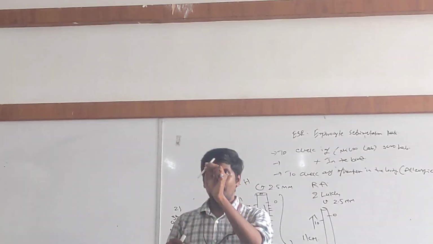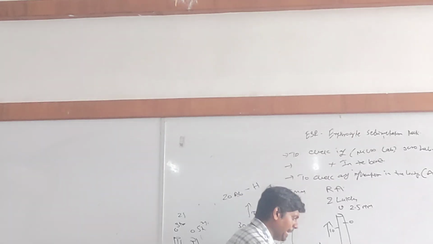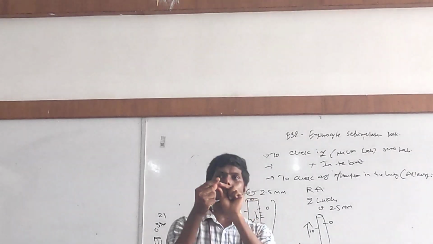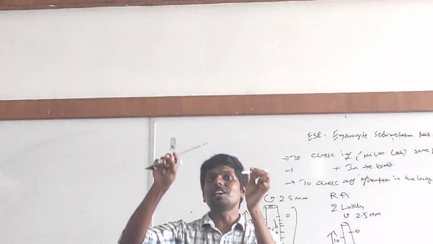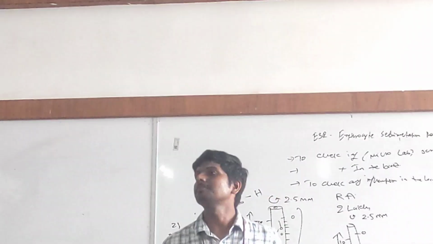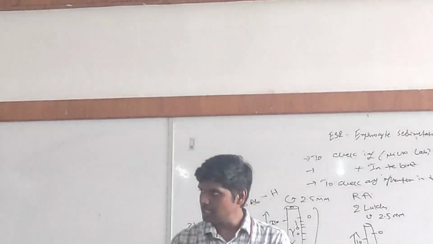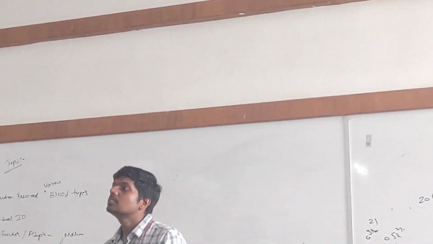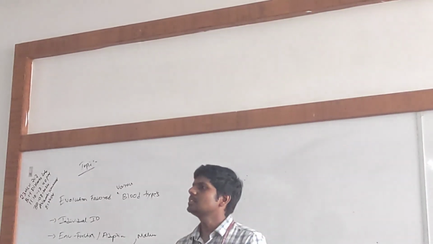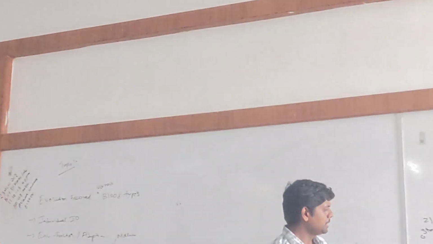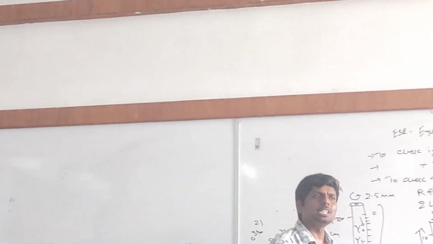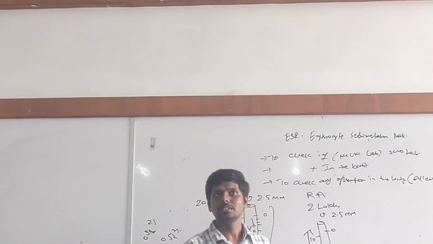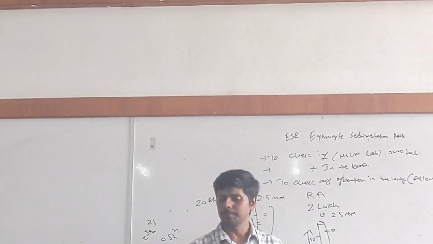Another important point about Wintrobe's tube: one end is sealed. One end of the Wintrobe's tube was sealed, but in Westergren's both the ends are open. 15 centimeters, 11. This is 30 centimeters. Ideally, this is 11 centimeters. For ease of understanding, I say 15. This is 11 centimeters in length. Okay? Wintrobe's 11 centimeters.